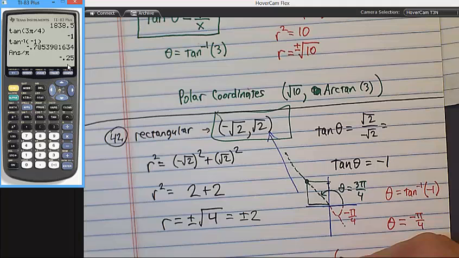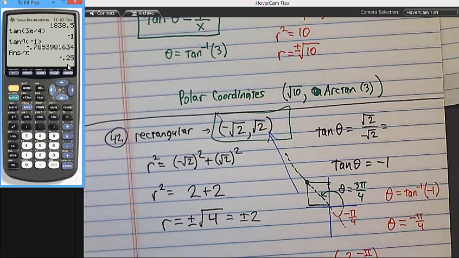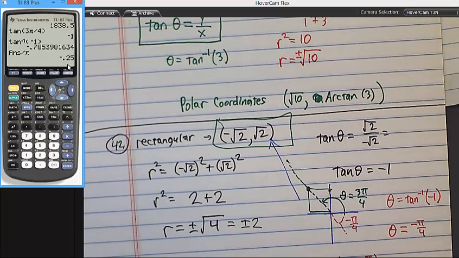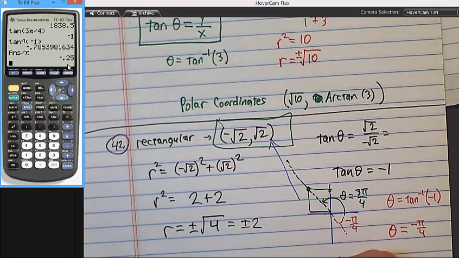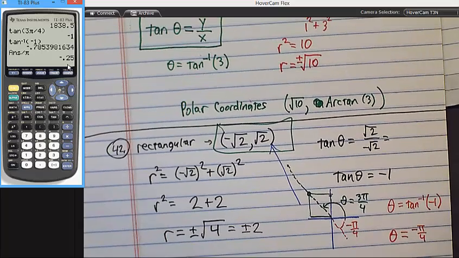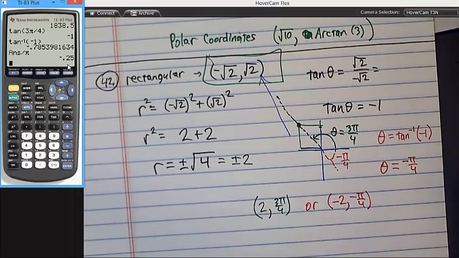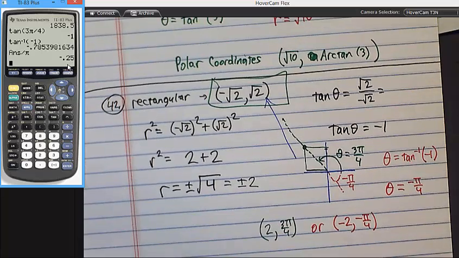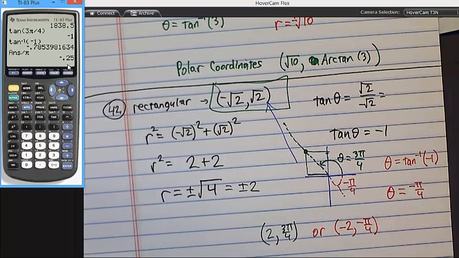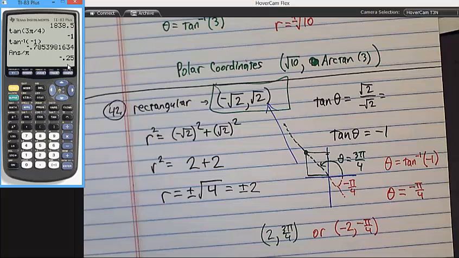So here's a couple of different answers. You can have negative 2, negative pi over 4, or you could have, as we did earlier, 2, 3 pi over 4. So there's a couple of different answers that would work here. Does that make some sense? Okay.